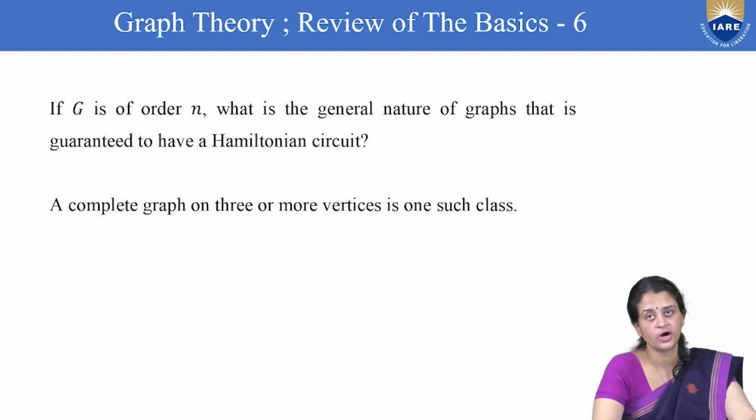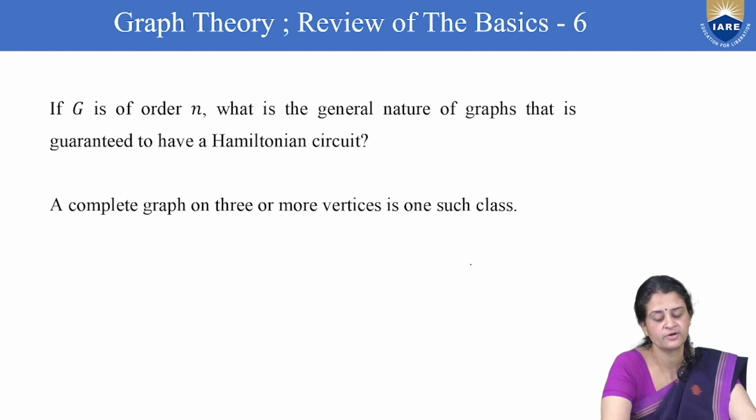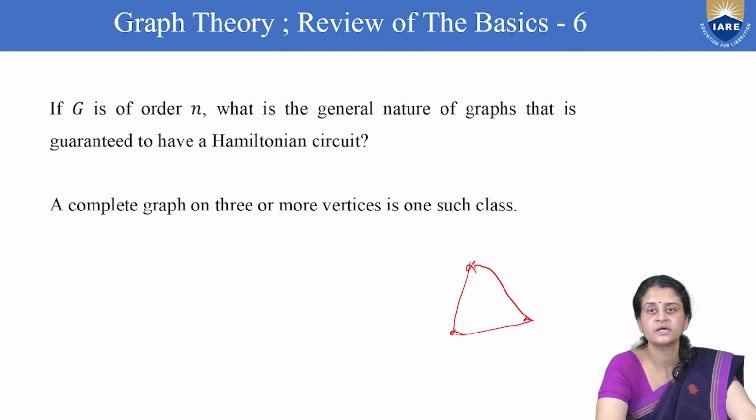If G is of order n, that is, the number of vertices of G is n, what is the general nature of a graph that is guaranteed to have a Hamiltonian circuit? Actually, a complete graph with 3 or more vertices is such a case. What is a complete graph on 3 vertices? It is just our triangle. So a complete graph on 3 or more vertices is guaranteed to have a Hamiltonian circuit in it.